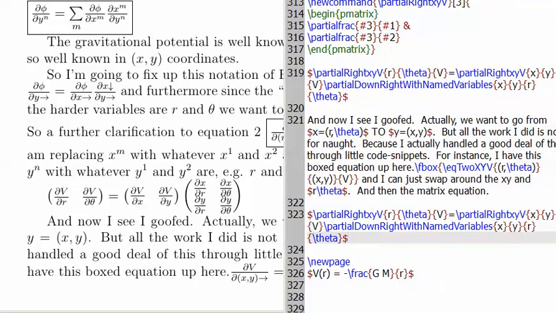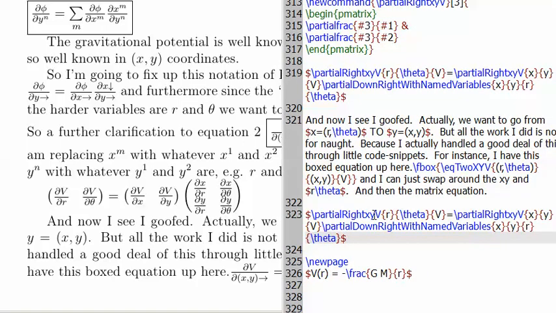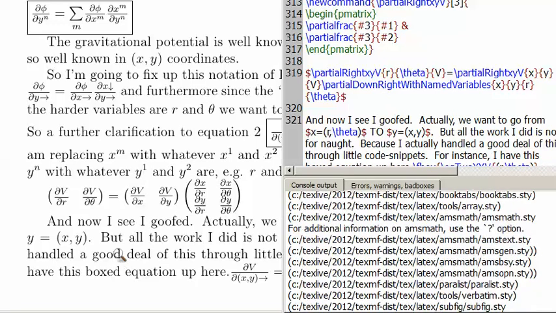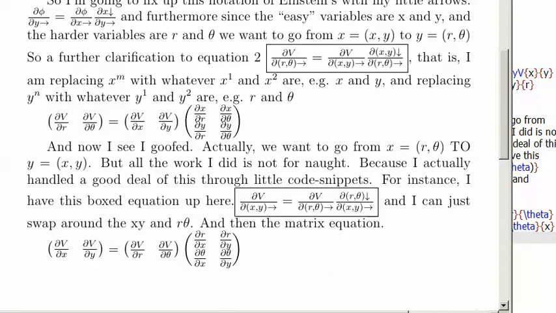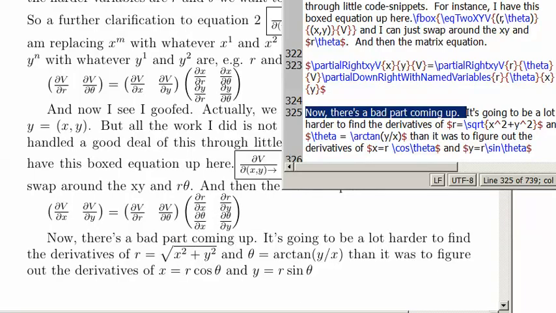and I've got it set up so I can switch out partial x,y,v with partial r,theta,v, and this one will be r,theta, x,y, so this will be r,theta over x and y. See if that compiles. And there it is. Now there's a bad part coming up.